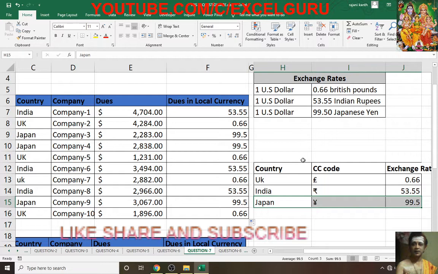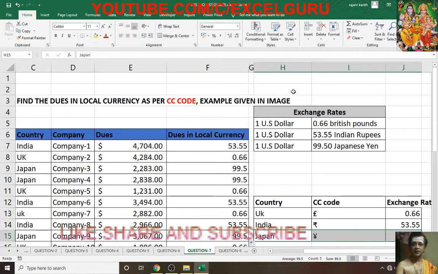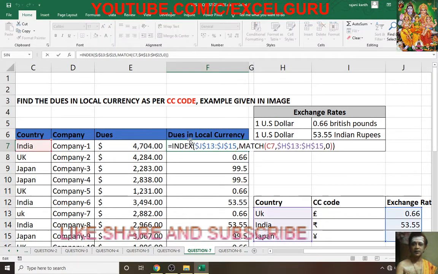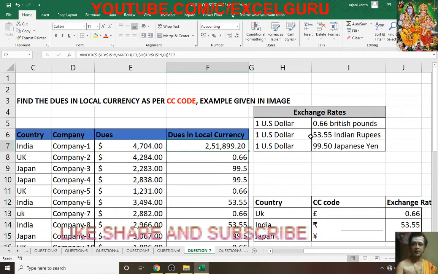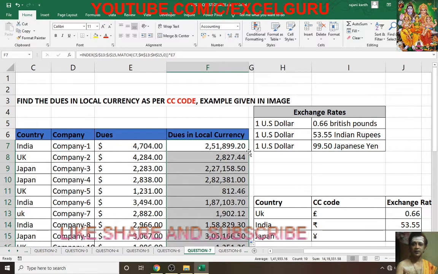Now you have to convert this into a currency. First of all we will convert this into currency by multiplying with this. F2, multiply with this, Control Enter. Now you got this one, right? Now how will you get this one? It's as simple as I said before.